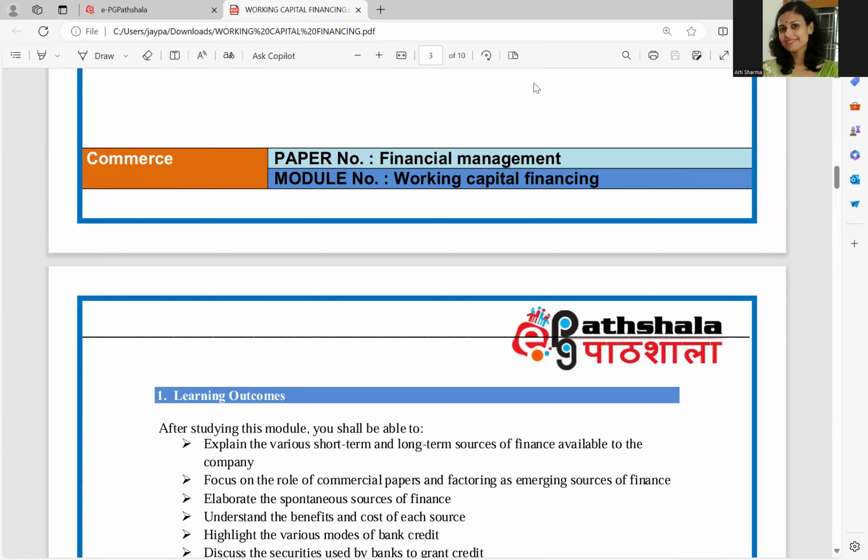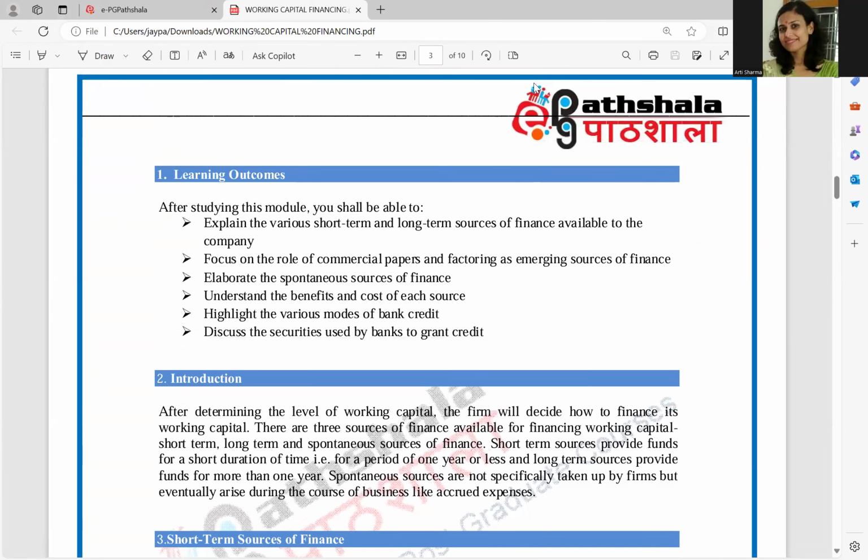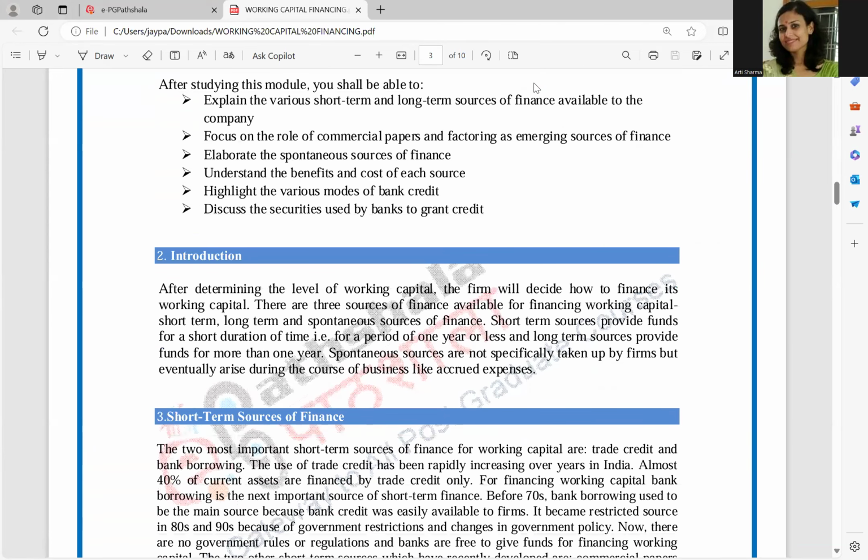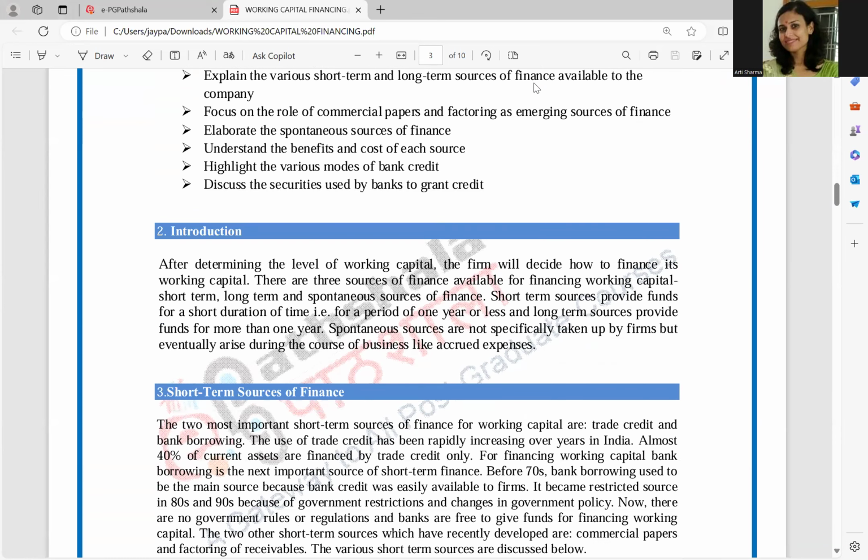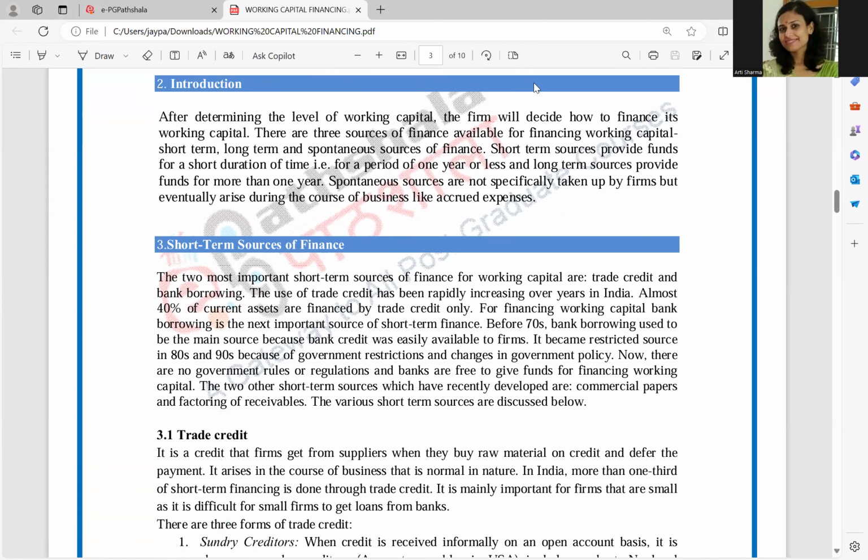The topic of this lecture is working capital financing. Like how we are going to finance our day-to-day working capital requirement. For that purpose, we have some sources such as the short-term sources of finance. And it involves the trade credit.